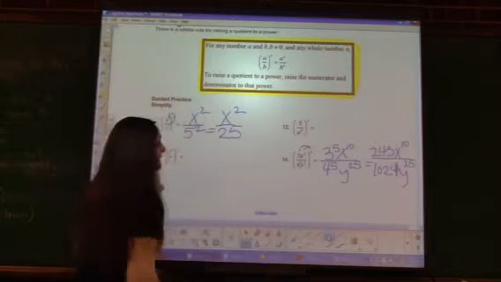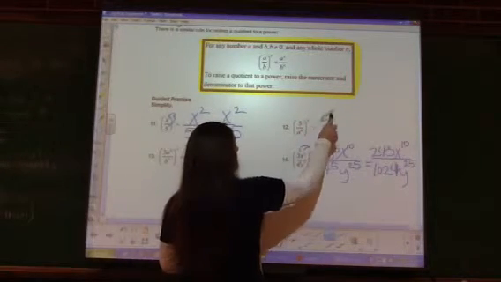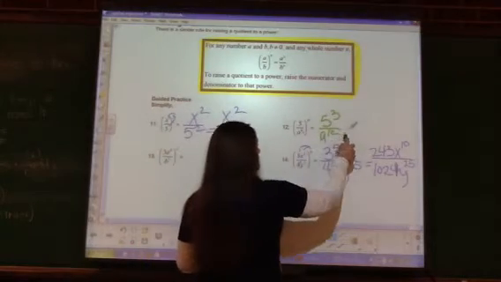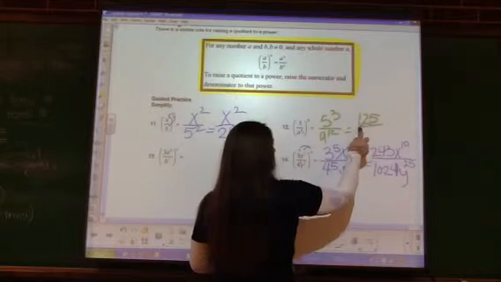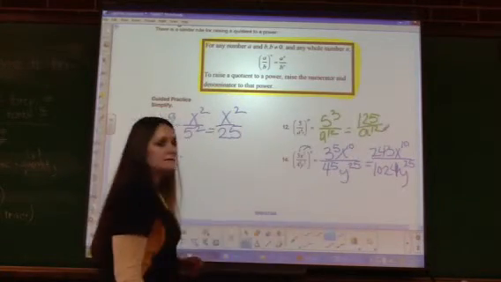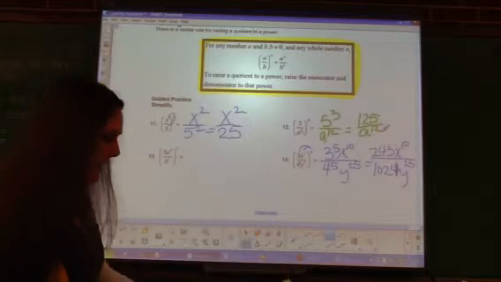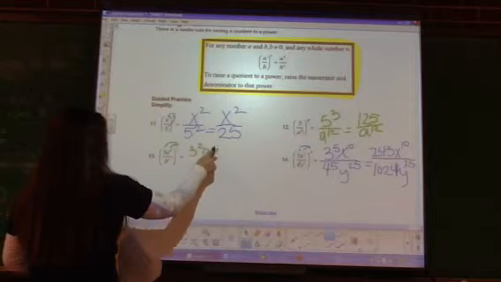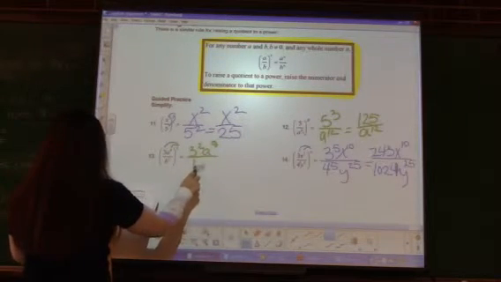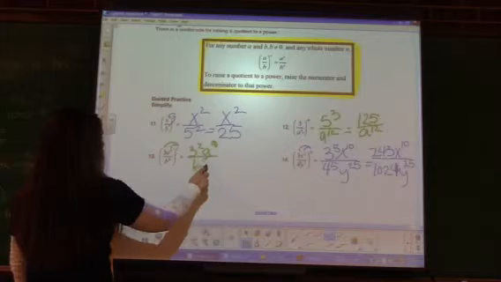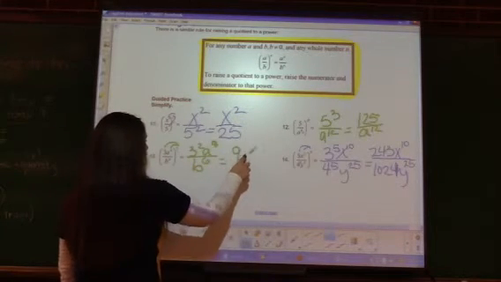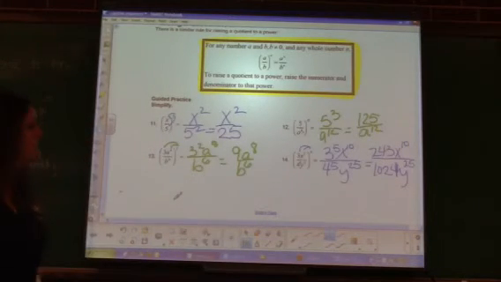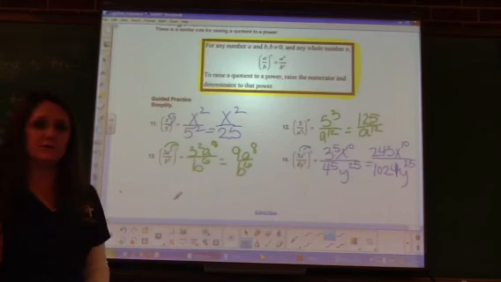Just to finish these last two, so you can have these as examples. 5 to the 3rd on top. 4 times 3 is 12. So we have 125 over a to the 12th. And 13, applying the 2 to both, we have 3 squared, a to the 8th. And on the bottom, we have b to the 3rd, so 3 times 2 is 6. 3 squared is 9, 9a to the 8th over b to the 6th. And then you can use that to finish your worksheet.